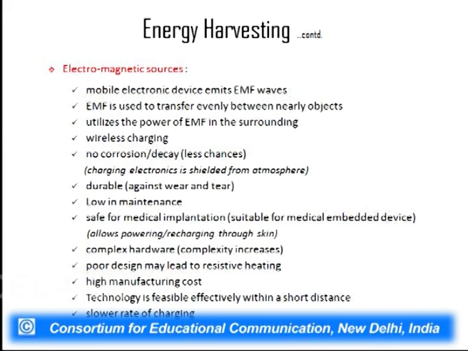Now the electromagnetic sources have their own advantages. Wireless charging facility is very important. There is no corrosion or decay, since we are associated with wireless. And EMF is used to transfer energy evenly from one object to another, so it is very safe for medical implantations, etc. And the technology is very high. But one important drawback is that the rate of charging is very slow.